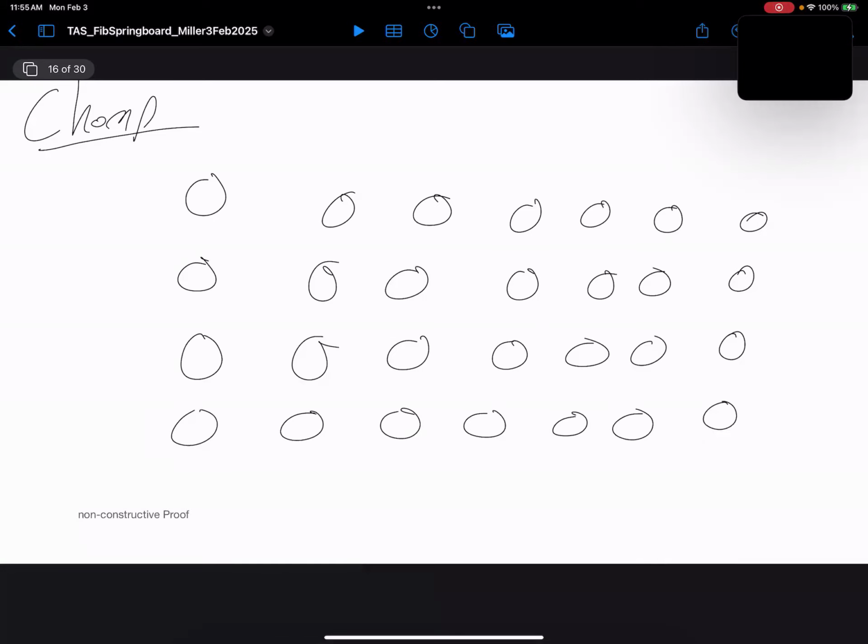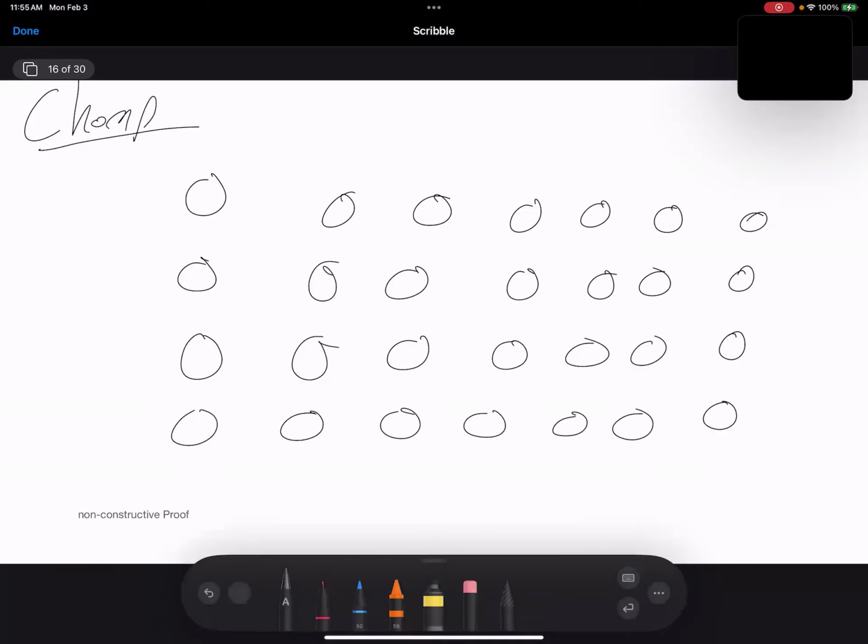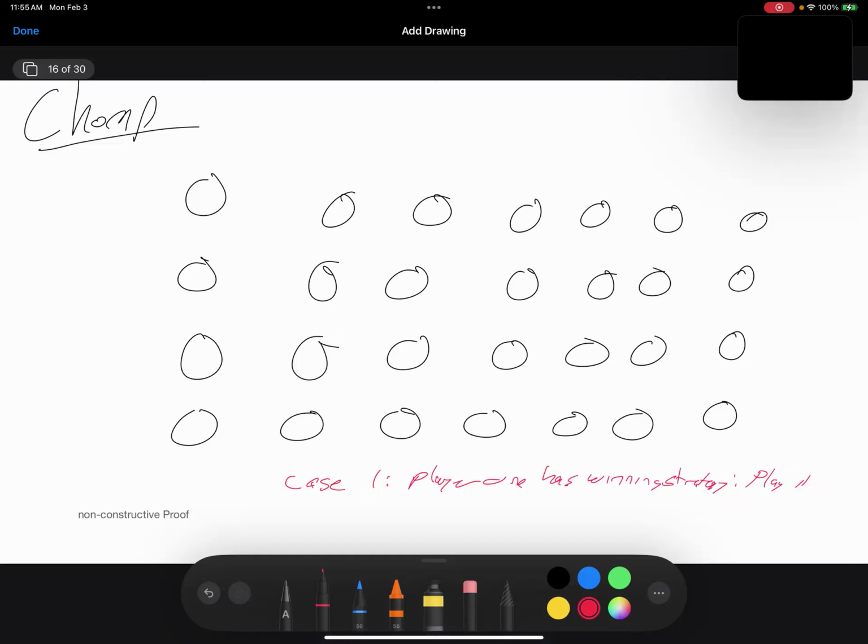And so there are 2 cases. Case 1, player 1 has the winning strategy. Play it. Okay. Case 2.